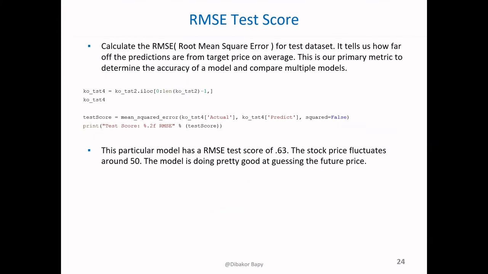I use RMSE, or root mean square error, on the test dataset as the primary metric to determine the accuracy of the model. It tells us how far off the predictions are from the target price on average. This particular model has an RMSE test score of 0.63. The stock price fluctuates around 50, so the model is doing pretty well at guessing the future prices.